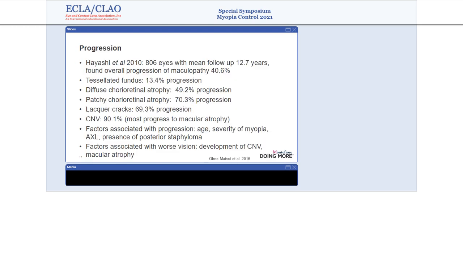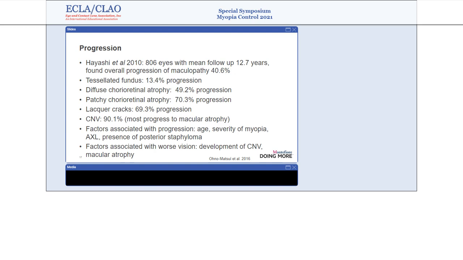So putting this all together, I went through all the different categories and plus signs. A large study of 800 eyes followed these patients over 12.7 years, and they found that the overall progression of maculopathy, within each individual stage or to the next stage, was actually really high. It was 40%.